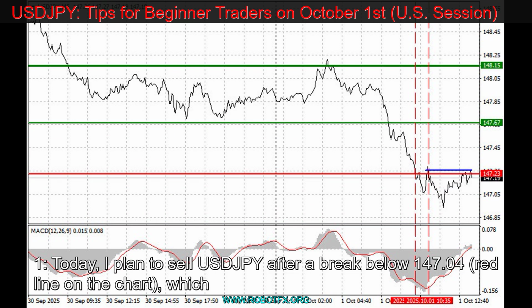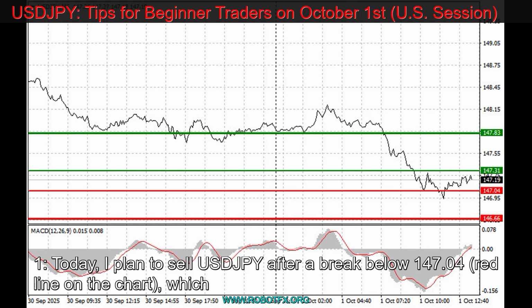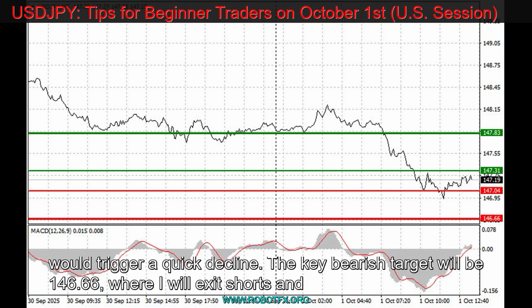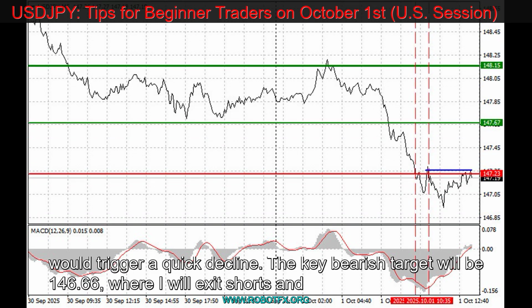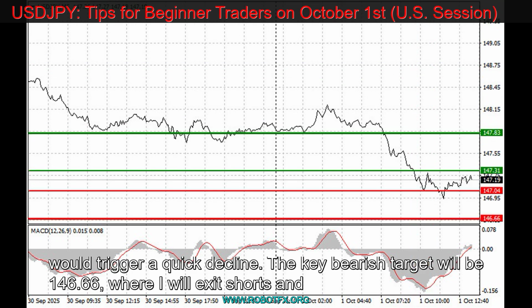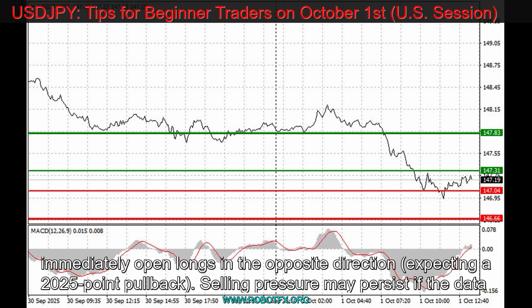Sell signal scenario 1. Today, I plan to sell USDJPY after a break below 147.04, red line on the chart, which will trigger a quick decline. The key bearish target will be 146.66, where I will exit shorts and immediately open longs in the opposite direction, expecting a 20-25 point pullback. Selling pressure may persist if the data is weak.